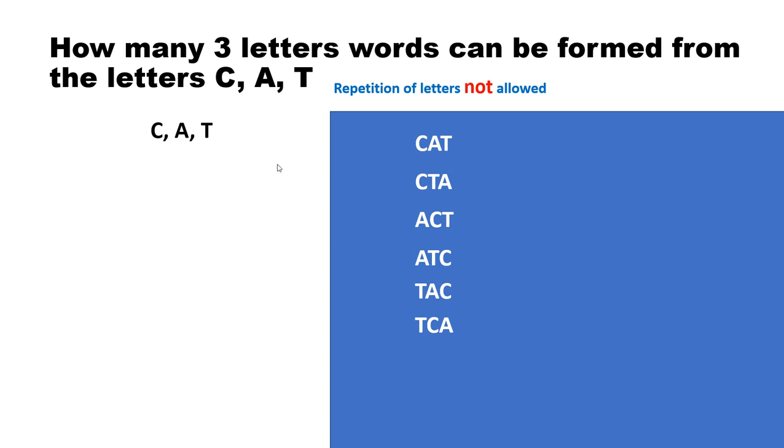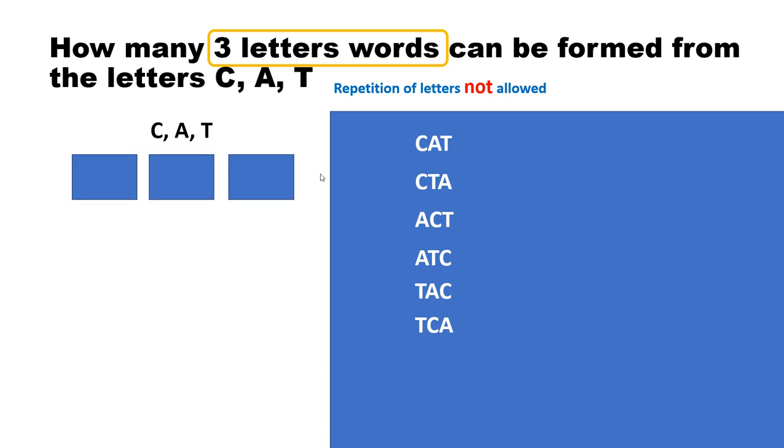Now, using the box method, how can we find out the answer? Since it says it's a 3-letter word, we have 3 boxes, and the number of letters that are taken at a time is 3, and the letters available are C, A and T. Now for the first box, we have to choose one of these letters here. And how many choices do we have? We have 3 choices for filling up the first box.